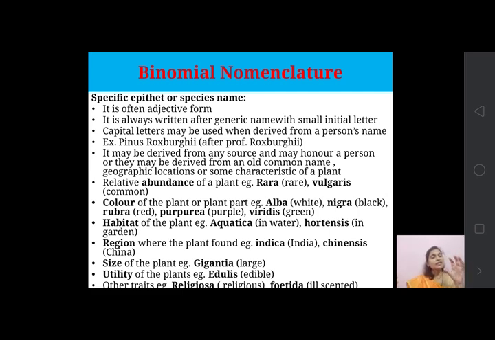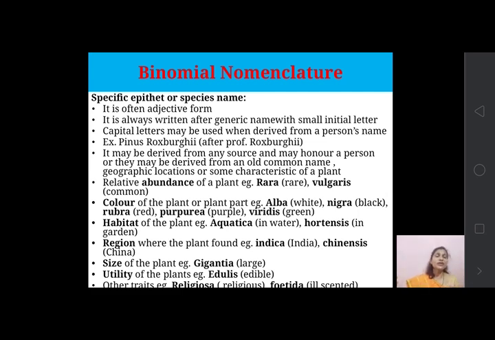So these are the words which indicate the color of that particular plant. That means that plant has a particular character which shows various colors. Some of the plants have white flowers, some show the black color in some organ present in that plant. Some have red, some have purple, green, all of that is color.